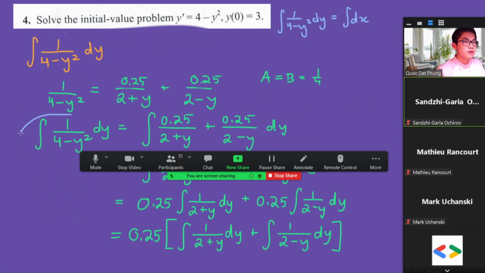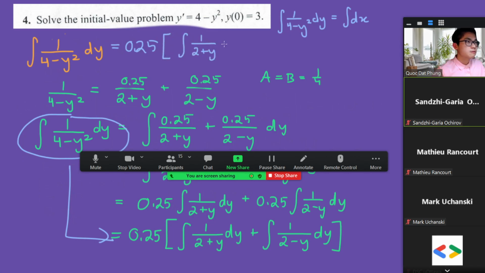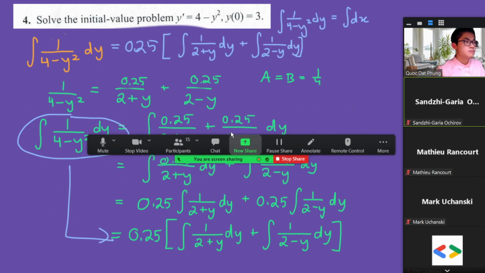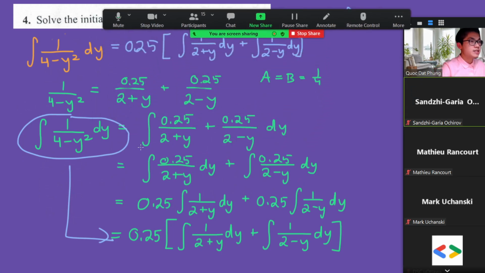So we were here and then we found this. So I'm just gonna move this one up here. This is 0.25. And have you guys finished copying down? I'm gonna start erasing all of this.